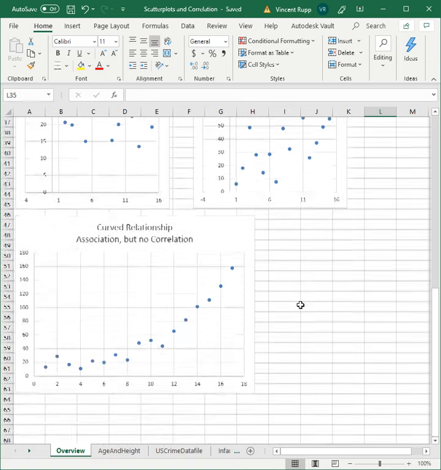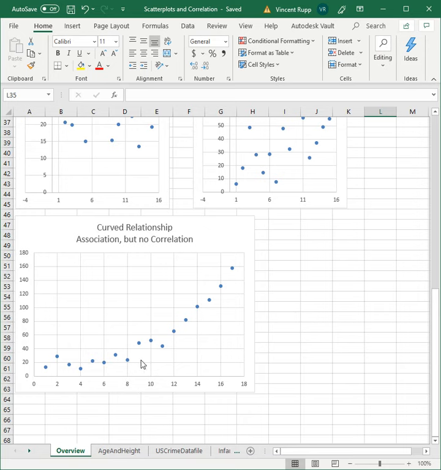The other thing you might see is a curved relationship. This could be curving up, it could be curving down, it could be U-shaped, something like that. If you ever see a curve in your data, it is not correlated. You can say the variables are associated, but they're not correlated. And unless there's a straight line relationship, there's no reason to calculate the correlation coefficient.